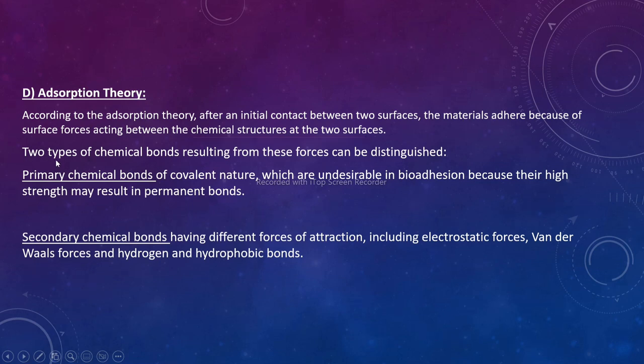Now two types of chemical bonds can be seen with respect to adsorption. One is primary chemical bonds of covalent nature, which are undesirable in this environment, and their strength may be high. Then secondary chemical bonds, which have different forces of attraction, including electrostatic force, van der Waals force, and hydrogen bonds. There's nothing much deeper to understand here, because these are all hypothetical theories which define the mechanism.